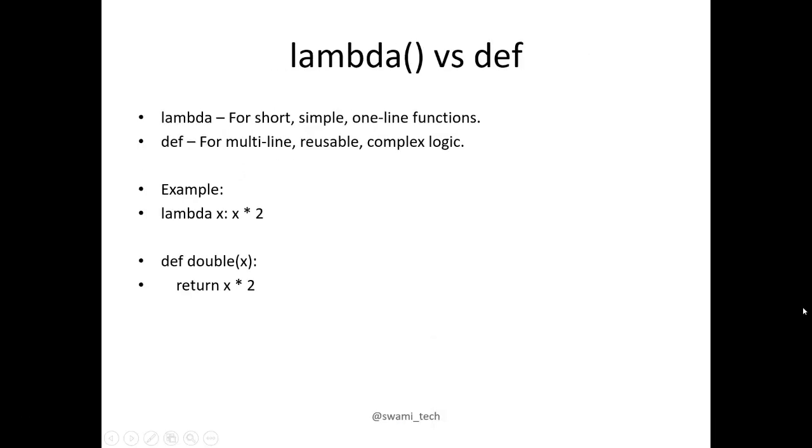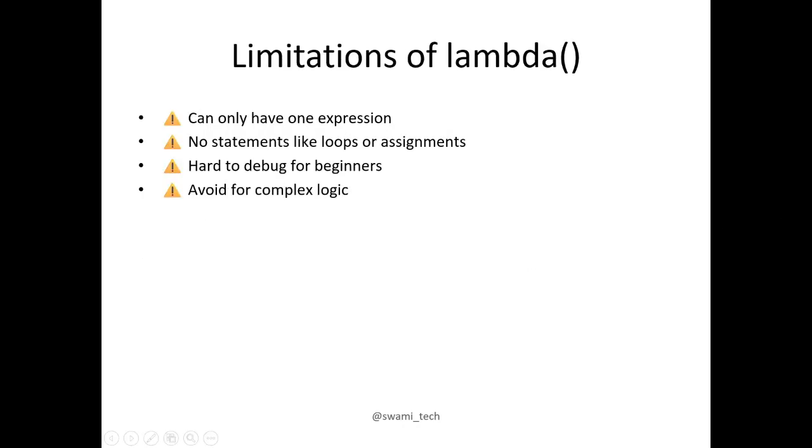So let's see some differences between lambda and def. Lambda is for short single-line functions as we have seen, and def, defining functions, is for larger, reusable, and multi-line functions. If your logic fits in one line, use lambda, otherwise stick with def for readability. So what are the limitations of lambda? Lambda can have only one expression, so you can't include loops, multiple statements, or variable assignments in it. It's also harder to debug. So avoid lambda for complex logic. Keep it short and simple.